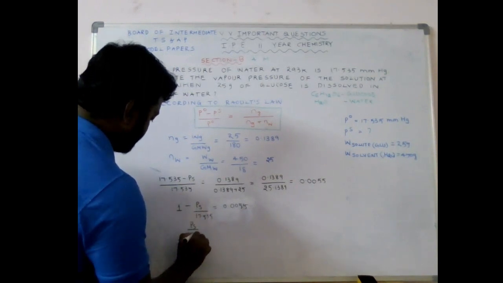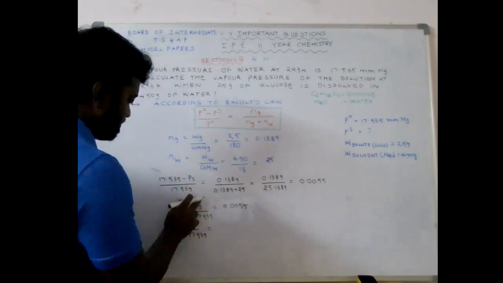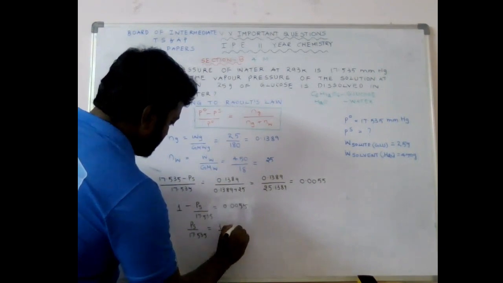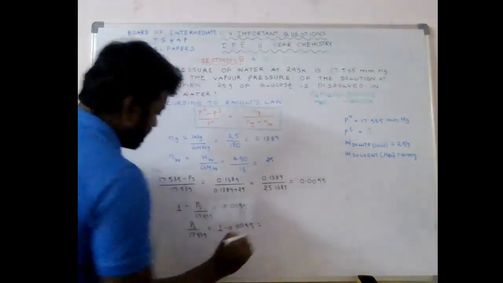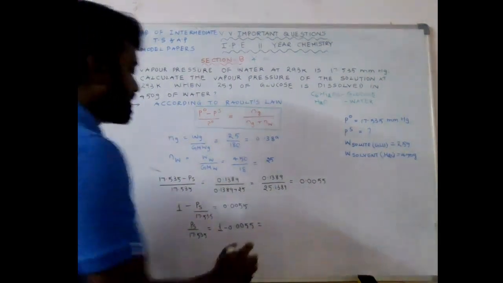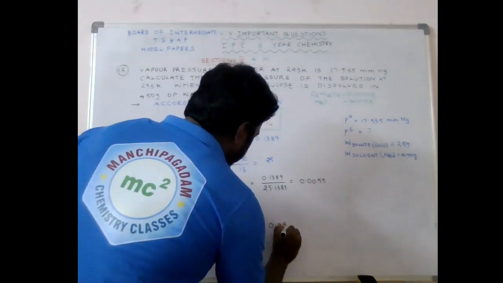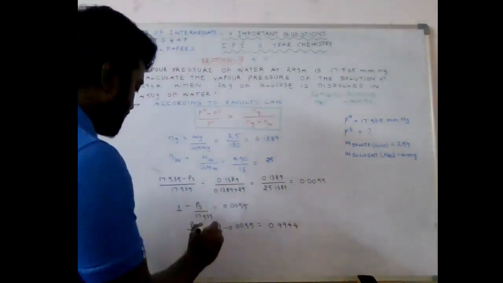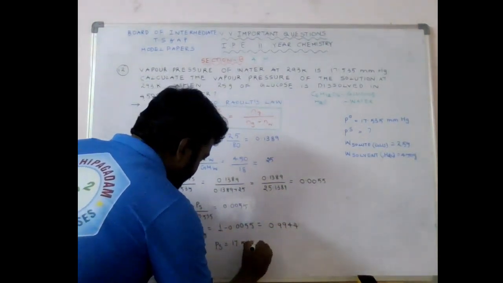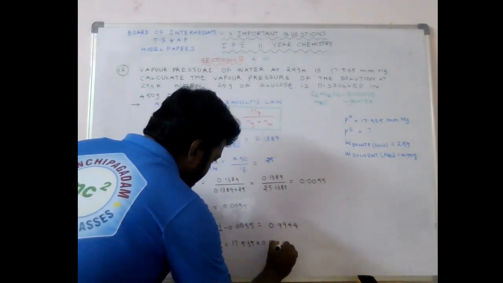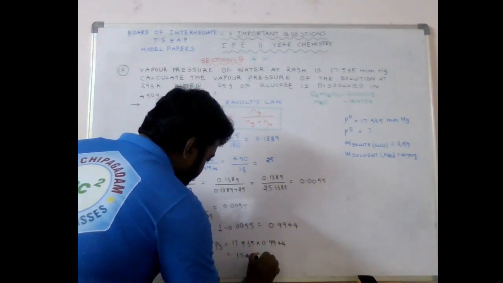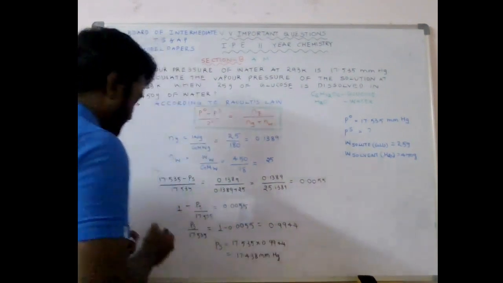Now, PS by 17.535 is equal to what? 1 minus 0.0055, which gives 0.9944. Now PS is equal to, by cross multiplication, 17.535 into 0.9944, which is equal to 17.438 mmHg. That is the answer.